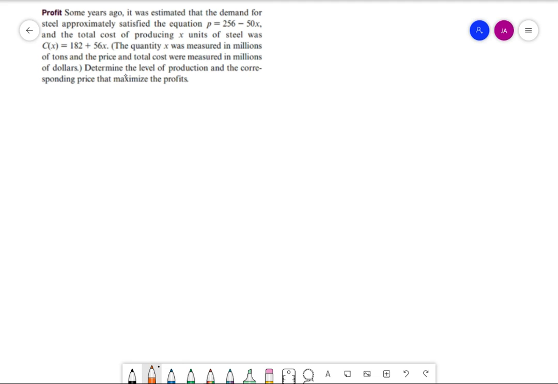So we have a question. Determine the level of production, that's the x value, right? And the corresponding price that maximizes profits. Okay, so what do we have? First, we have to remember that profits are equal to revenue minus cost. Revenue minus cost. Well, then we have to remind ourselves that, of course, we do have the cost function, right? The cost function is given to us. It is 182 plus 56x.